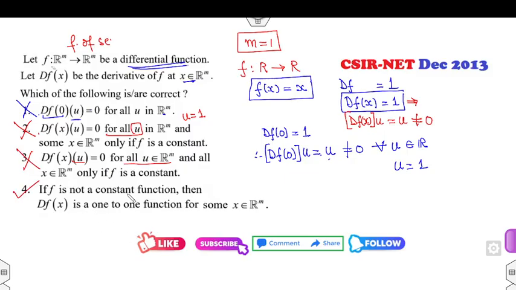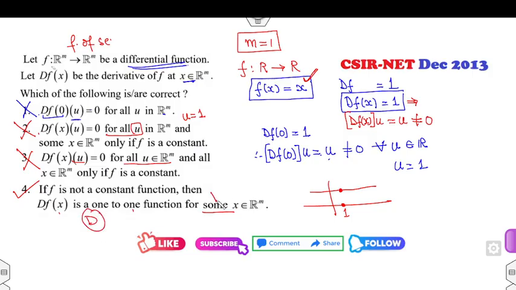How? f is not a constant function. Its derivative is one-one. So if you draw the graph, what is the derivative graph? It's a constant function. Then it is one-one for some x. So what is that x? If I choose any one x, say 1, then it is one-one. Fine. So the rest of the option is the correct option.